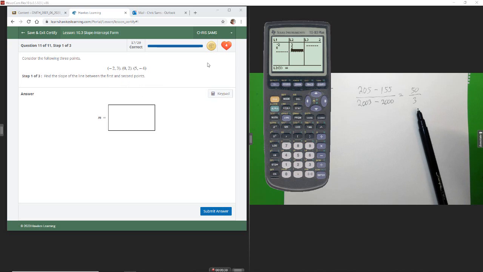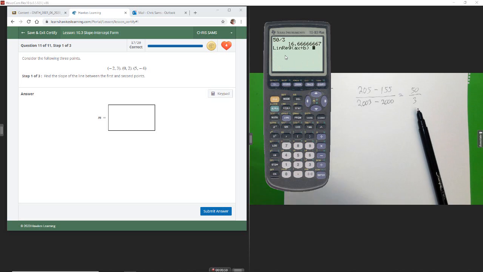So you enter those 2 points, and then you're going to go stat again. This time we're going to arrow to the right to calculate, and then option number 4, linear regression. So it's going to give us an equation. So I'm just going to go down and hit 4.